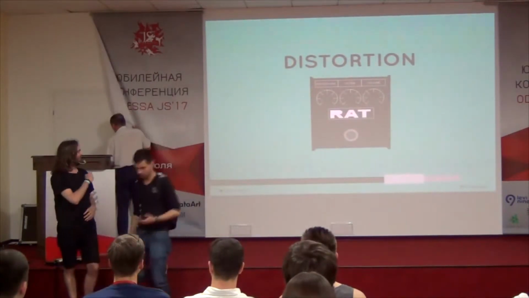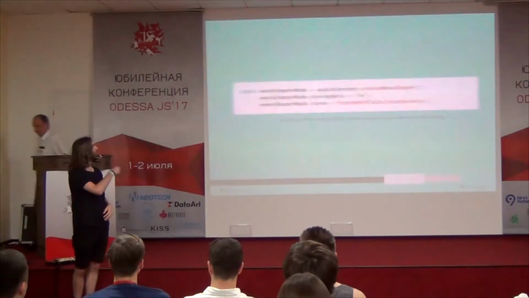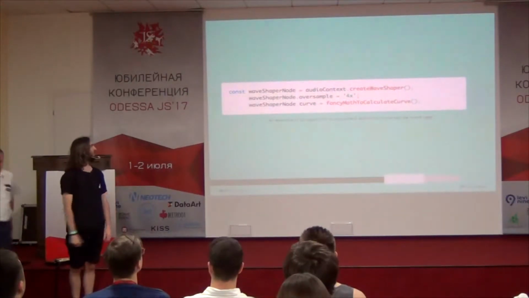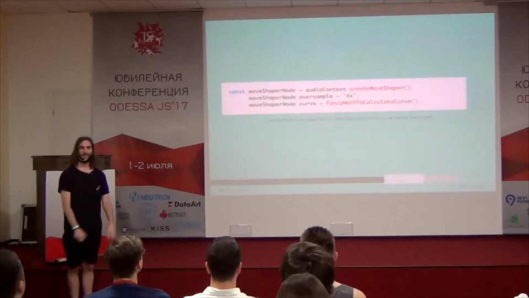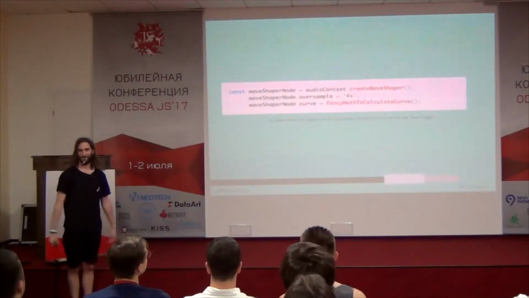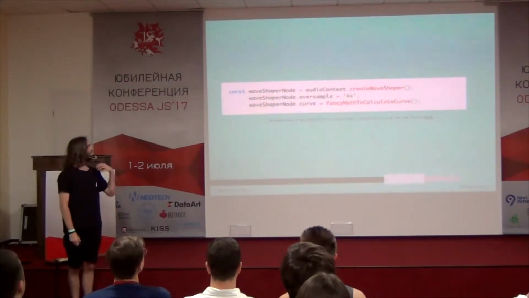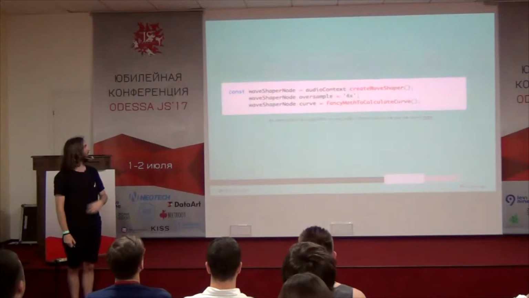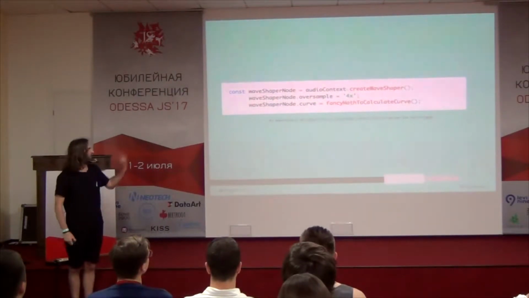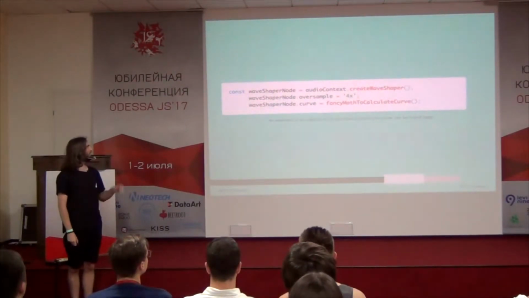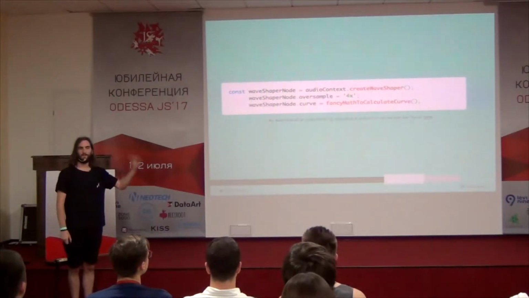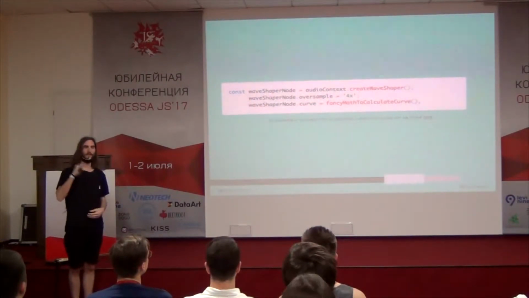So how can we achieve this effect? We can use a node called a Waveshaper node. And what this will do is it will shape your wave, your audio waves. It takes an oversample, which is not that important, but the most important part is you can add a function, which will modify your wave.